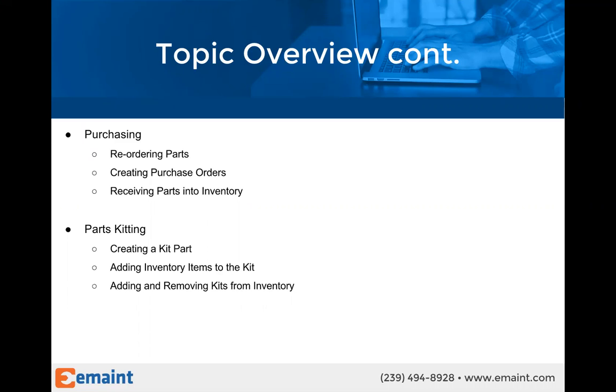And then to wrap up this session, we're going to go over parts kitting. With parts kitting, we're going to create a kit part. For our kit, which is going to be a kit of multiple items, we're going to show how we can attach multiple different inventory items to a single kit item, so that way you can attach it to the kit. And then we're going to go over how we can actually add or remove kits from our inventory. So that's the basics of what we're going over in today's topic. We're going to head right into X4 and show those features off.